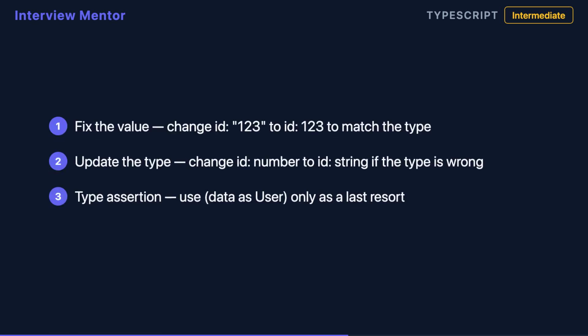Once you've pinpointed the mismatch, you have three options. Correct the value to match the expected type. Update the type definition if the shape genuinely changed. Or use a type assertion as a last resort when you're certain the types are actually compatible at runtime. Always prefer the first two.